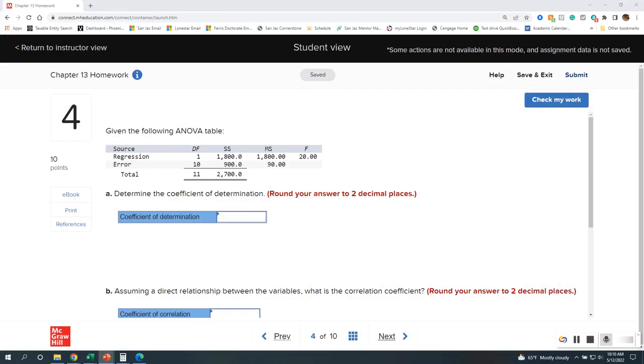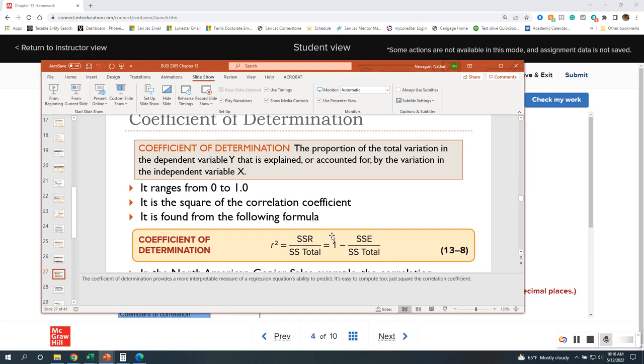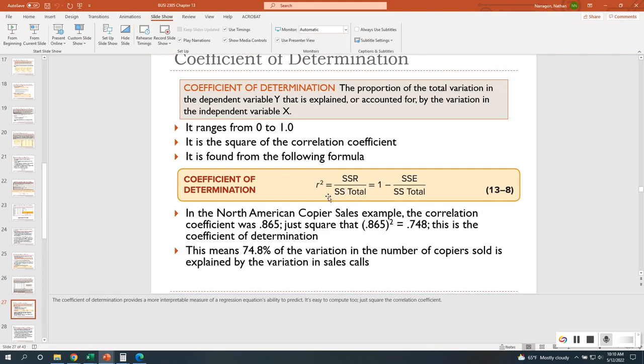So let's go find our formula. 13. We're going to look for that coefficient of determination. Okay, here is our coefficient of determination, right here. Basically R squared. Now, typically if we have the data, we can easily find this. But we don't. We only have the ANOVA table.